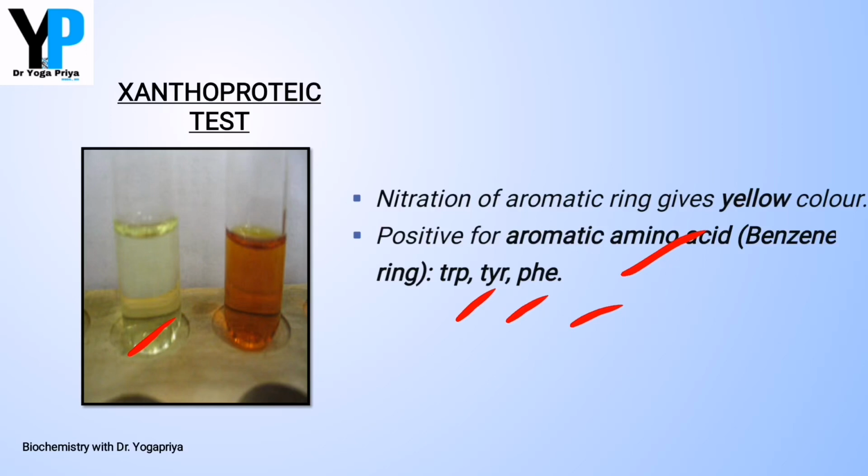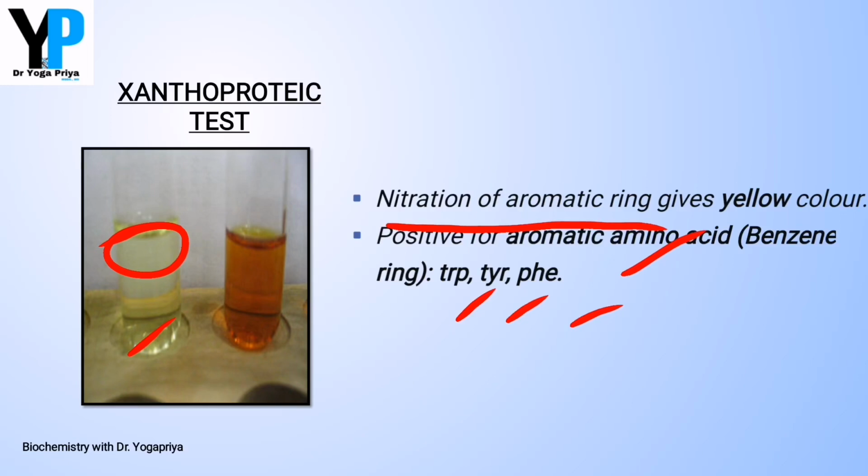So first a white precipitate is formed, which is mainly due to the denaturation of protein, and then we have to heat the same test tube for 1 minute and then cool it under tap water. So you can notice a yellow color formation here, which is mainly due to the nitration of the benzene ring, or the aromatic ring, which is the reason for this yellow color.